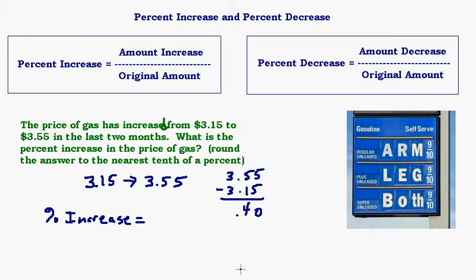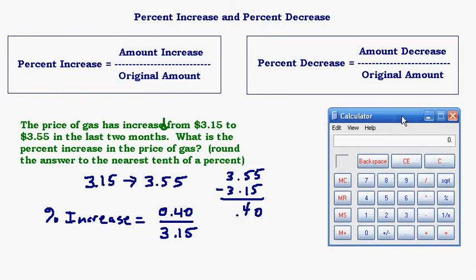That's fine. So that's 40 cents. So it went up 40 cents out of an original price of $3.15. And we could do this longhand, and maybe I should go through how to do that, although this one doesn't come out very nice, I don't think. But to do this with the calculator, we're just going to take 0.4, and remember, a fraction bar means divide, divided by 3.15 equals.